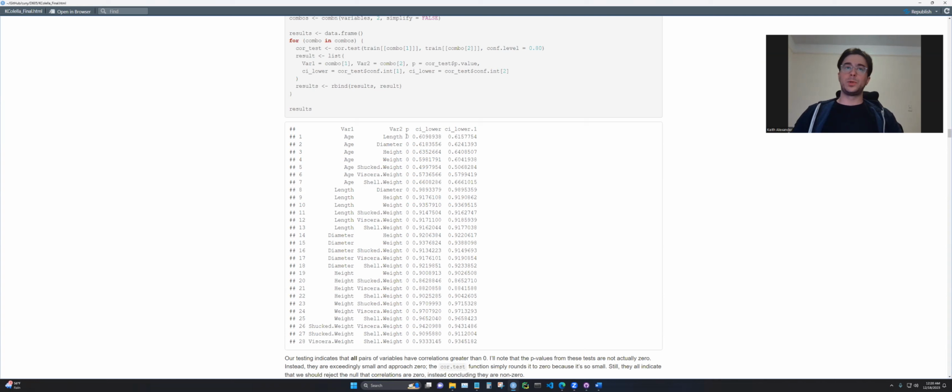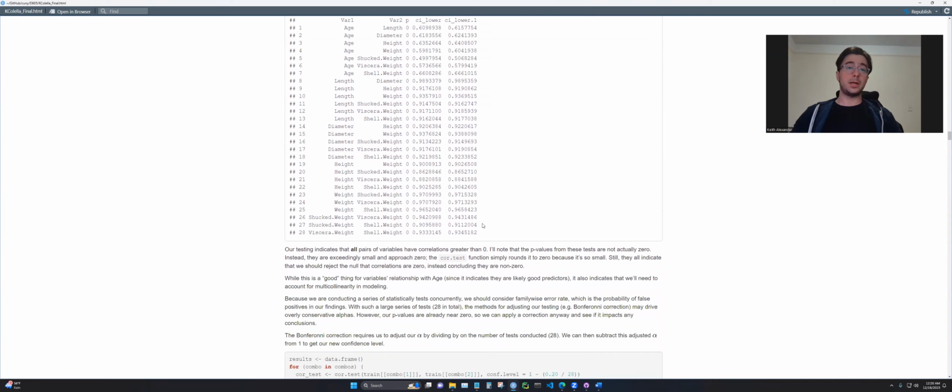The true p-value will not be 0 because of rounding in R. It shows as 0 in this column, but in reality, it's just very close to 0. In terms of our confidence intervals, the correlation between age and all of the other variables varies a bit. It's somewhere between 0.5 and 0.7. But with our predictor variable pairs, the correlation in pretty much all cases is above 0.9. So we see strong multicollinearity.